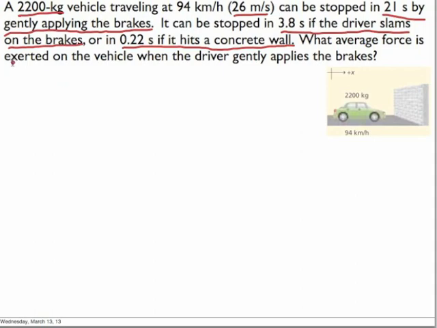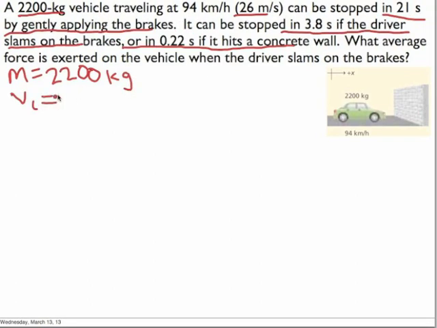So let's talk about the things that we know. We have a mass, and it's equal to 2,200 kilograms, of 26 meters per second. And then we'll just do the one with the gently applying the brakes. And then we'll do the rest in a different slide so we can fit it all. And then we're going to do the time for gently applying the brakes, and that's going to be 21 seconds.